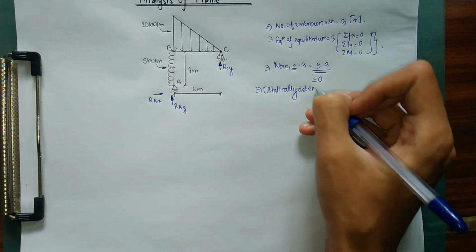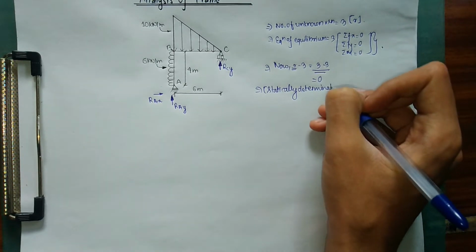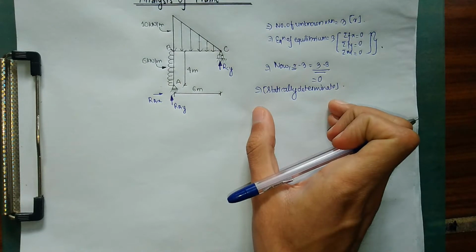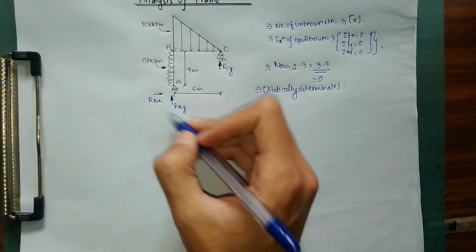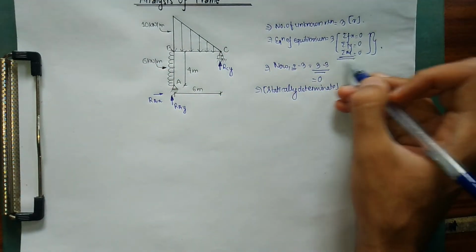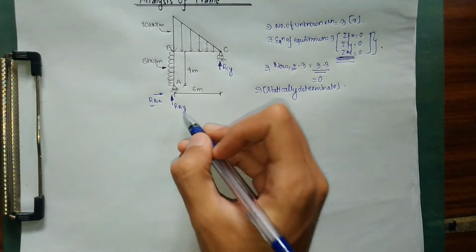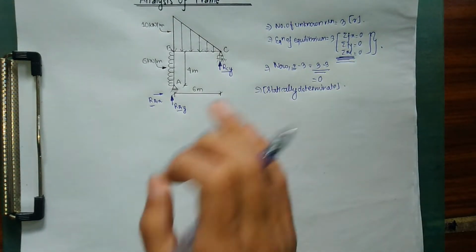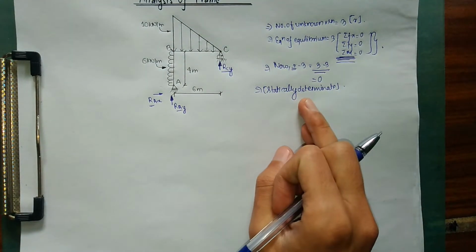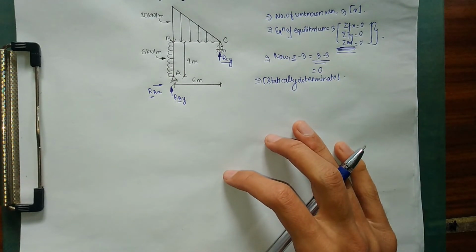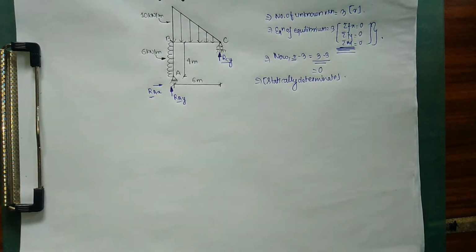So what does statically determinate mean? It means we can find the values of these unknown reactions using our available equations of equilibrium. Which means we can find our values of RAX, RAY, and RCY. So our frame is statically determinate. Next we are going to find our values of RAX, RAY, and RCY, which is going to be our first step.